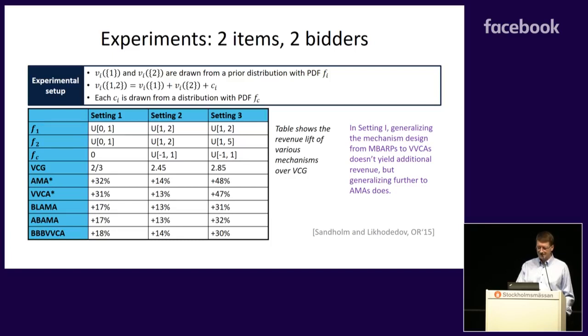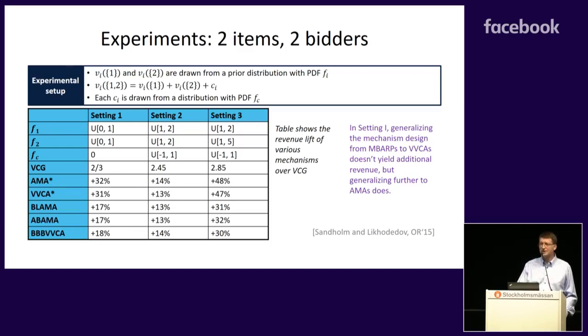And in setting 3, we have asymmetric distributions and complementarity and substitutability. And there you can see that the local search methods don't do as well as the grid search methods, so they do sometimes in practice get stuck also in local optima.